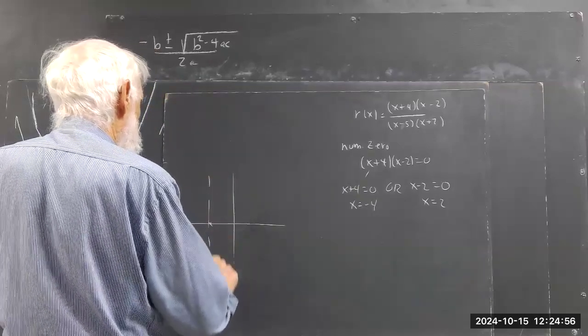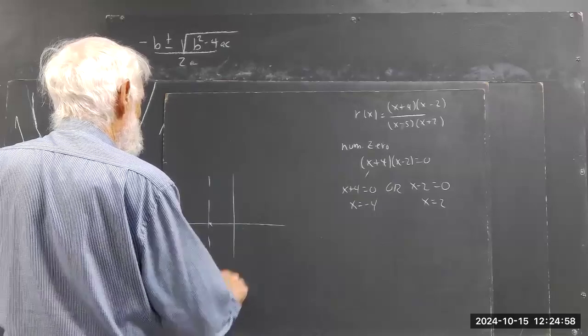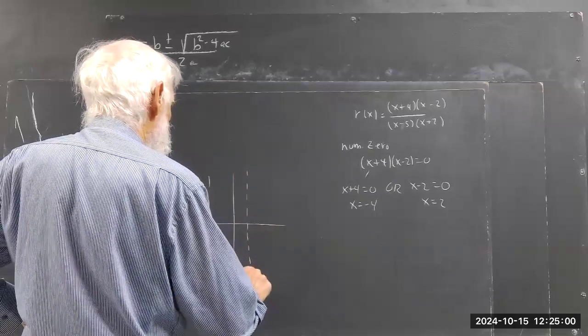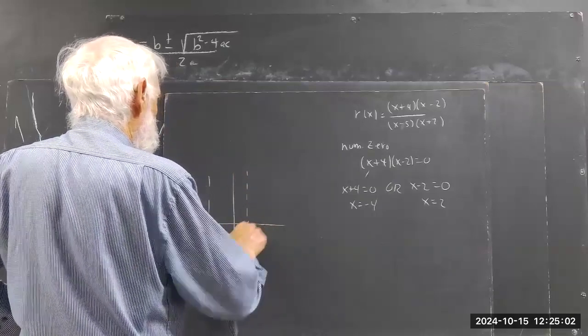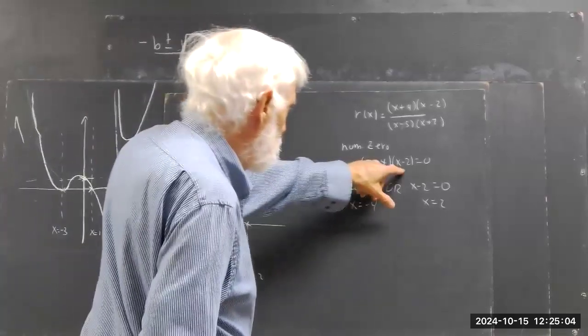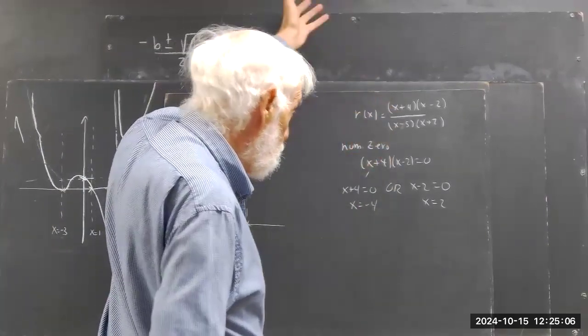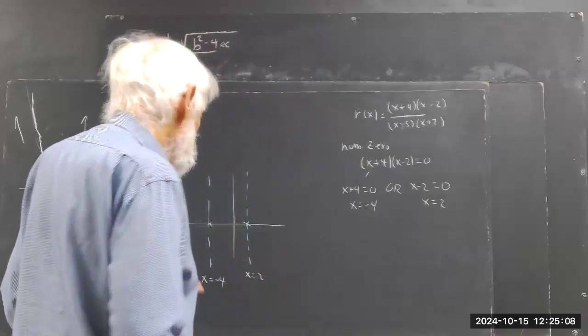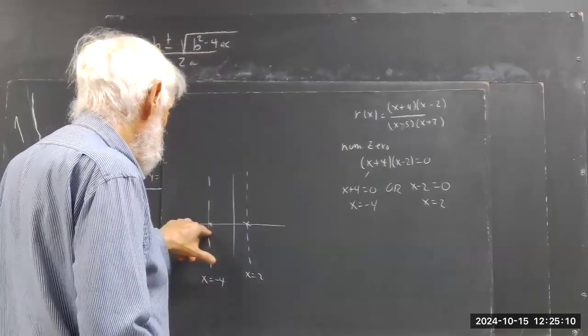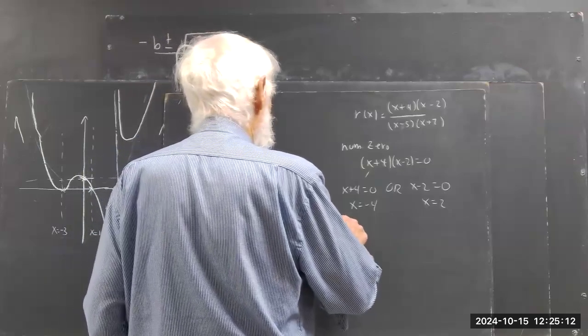x equals -4. x equals 2. The numerator is 0. If the numerator is 0, the whole thing is 0, as long as the denominator isn't 0. So we have these 2 points. Y-intercept.